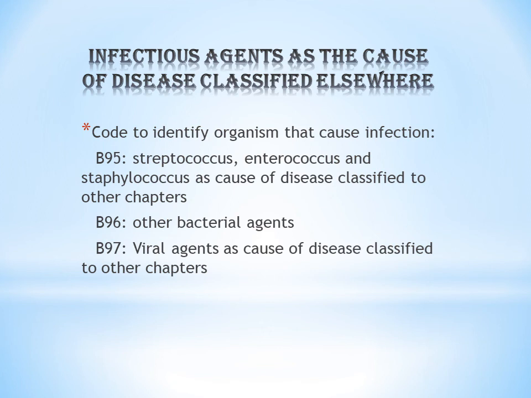For example, N30 is a code for cystitis. Cystitis means inflammation of the urinary bladder, wherein in the N30 series the organism is not mentioned. It just mentions acute cystitis, chronic cystitis and such conditions only, not the organism. So if the organism is mentioned in the question, we have to take the organism code from B95 or B96 or B97.